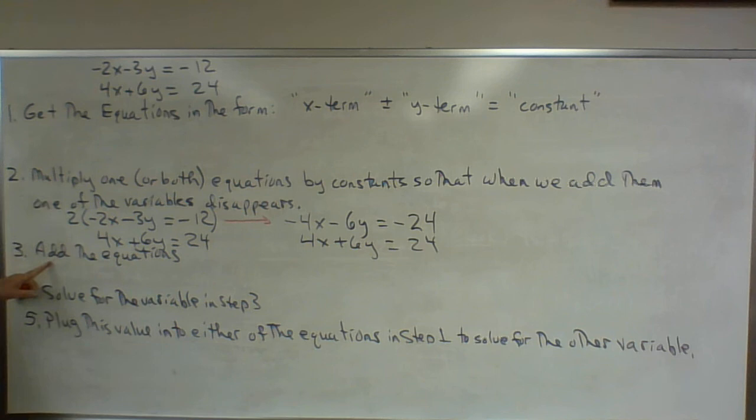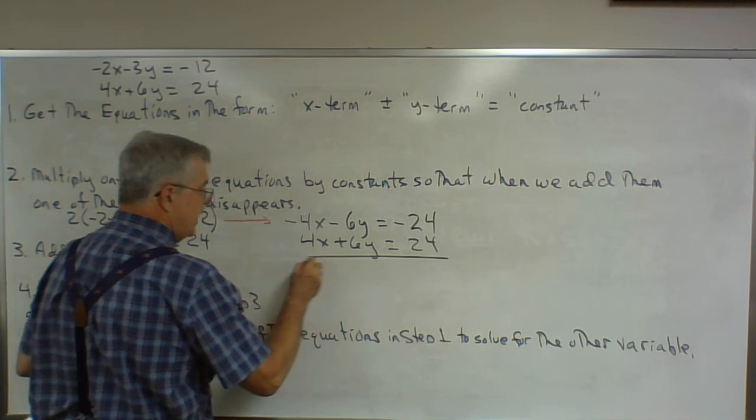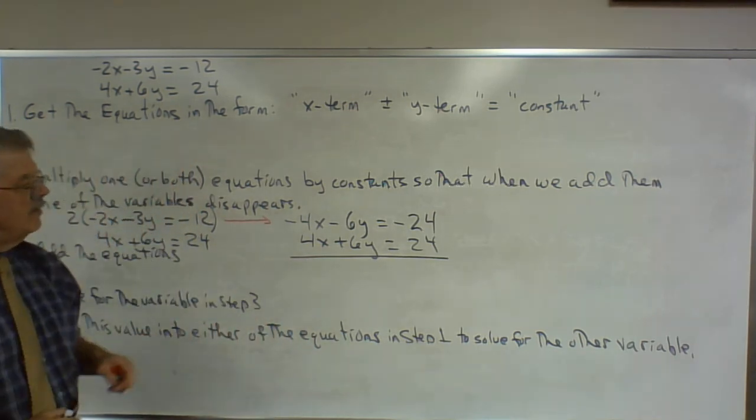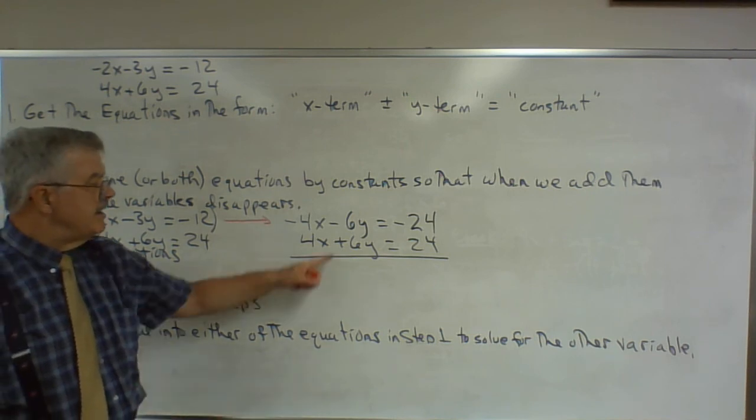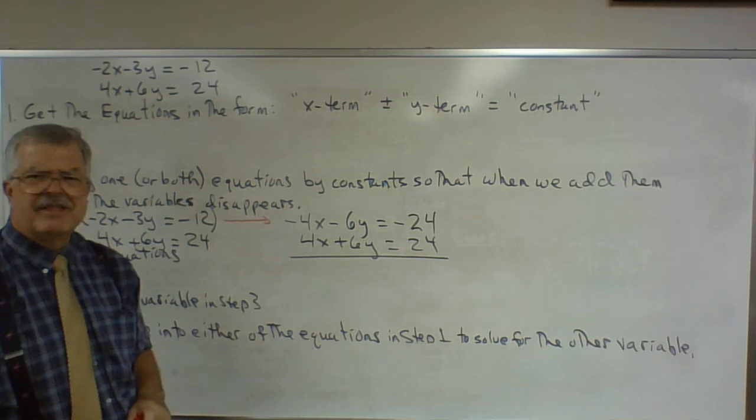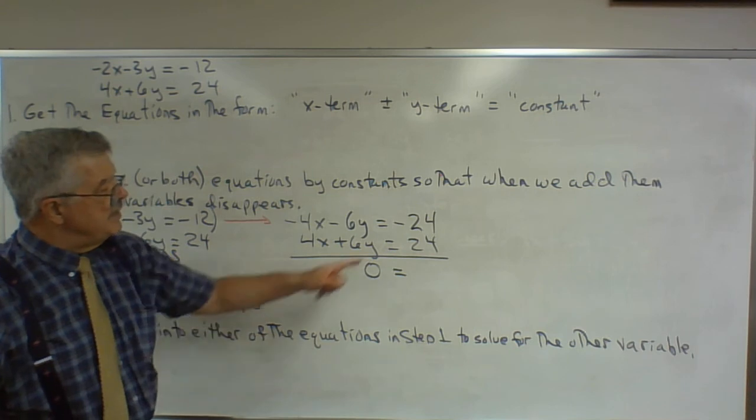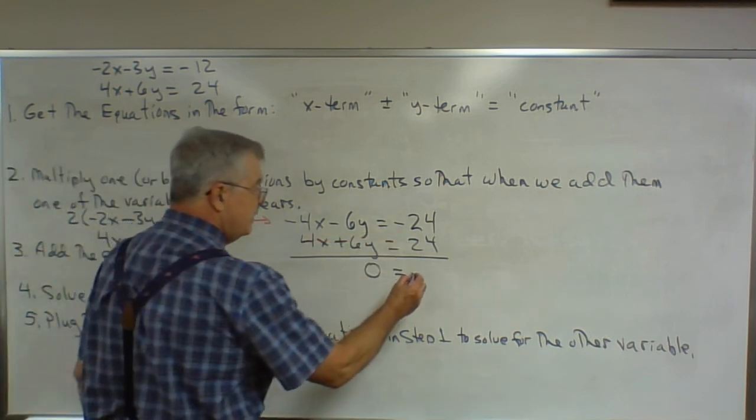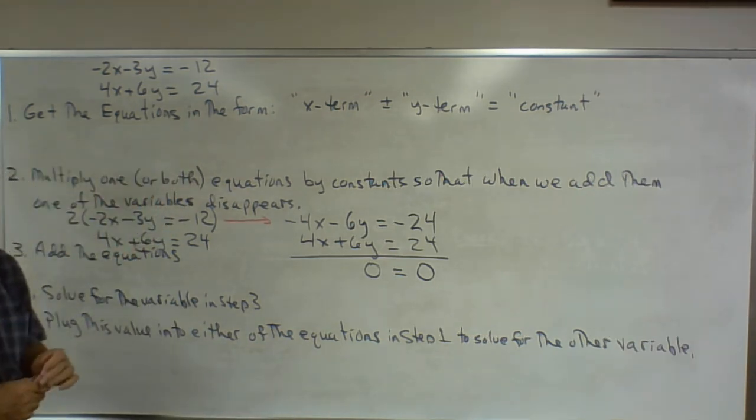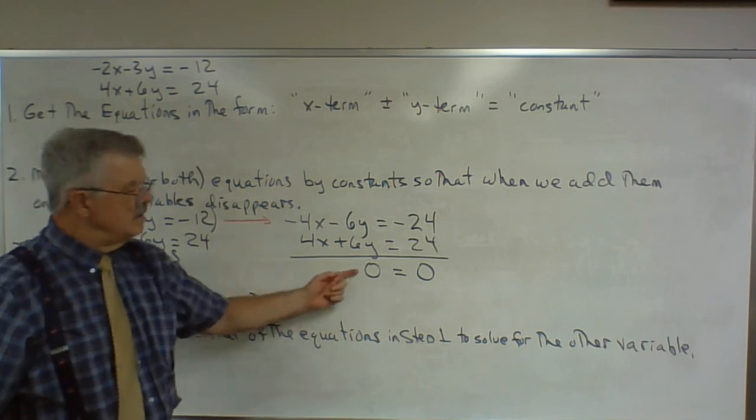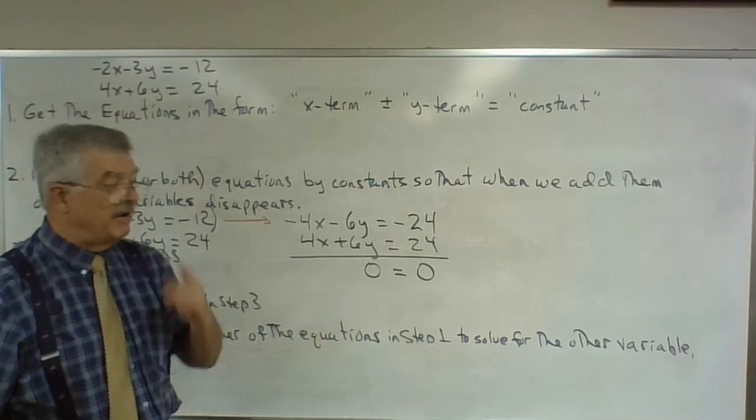And then step 3 says add the equations. Well, we know what's going to happen. The x's are going to disappear. Negative 4x plus 4x is 0. And negative 6y plus 6y, ooh, that's 0 too. And then over here, negative 24 plus 24 equals 0. We can't solve for the remaining variable because there is no remaining variable.